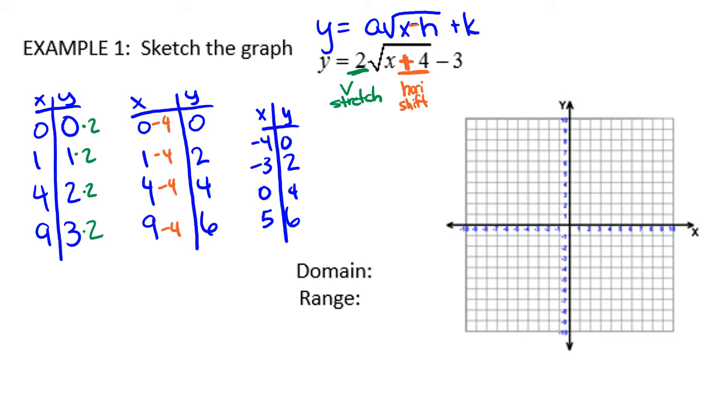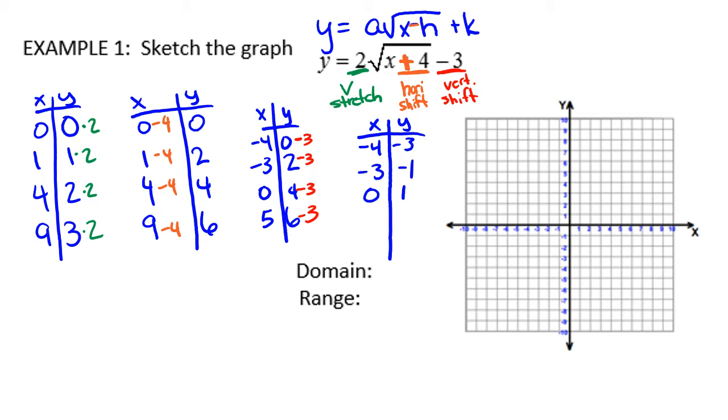We've got one more number to deal with, and that is our -3. Our -3 is our vertical shift. That means it affects our y values. It's outside of the radical, so we treat it just as we see it, and we are going to subtract 3 from each of our y values. That gives us our final table of -4, -3, -3, -1, 0, 1, and 5, 3.